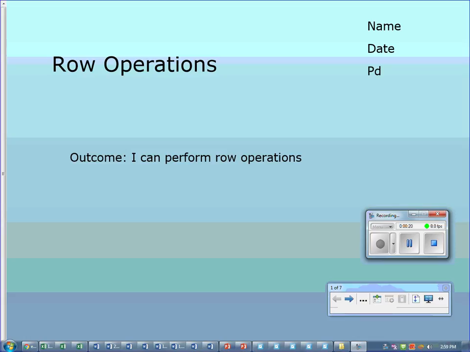And at the top, you're going to write the outcome. I can perform row operations. The notes that follow go in the right column. For now, we're going to leave the left column and the summary blank.